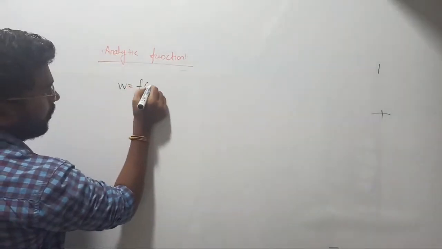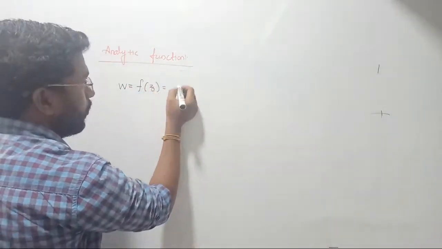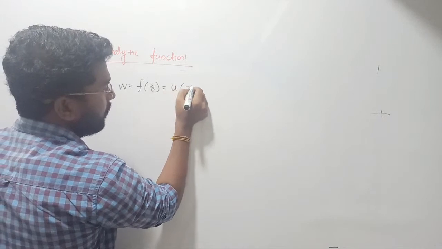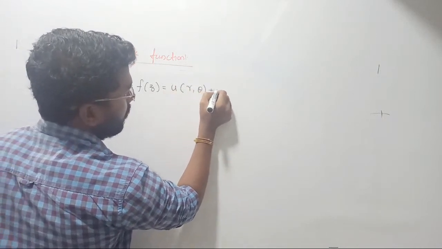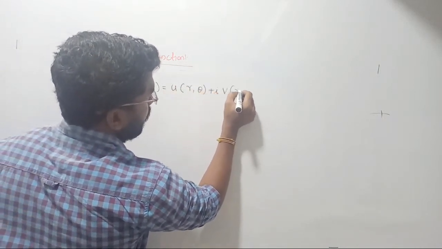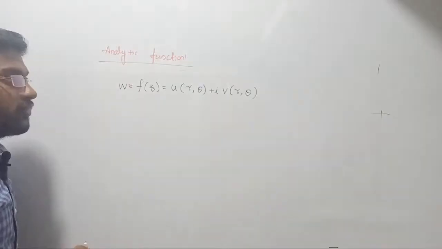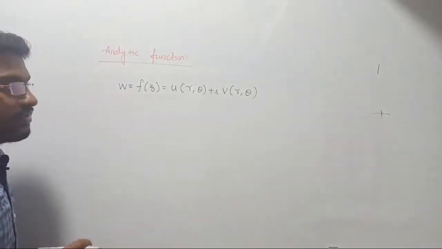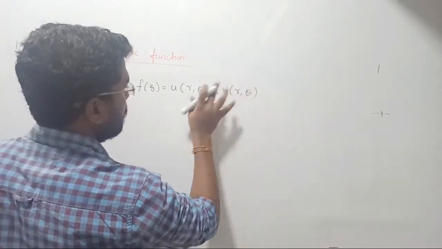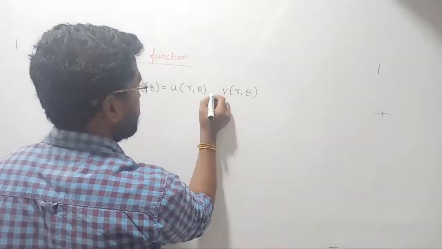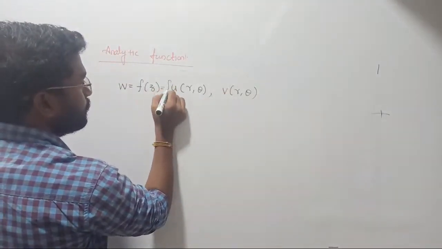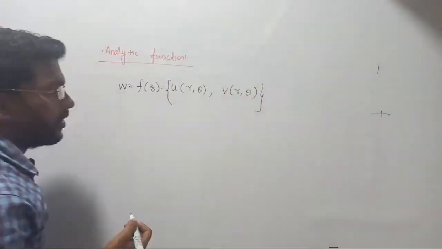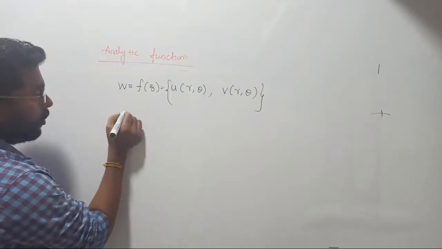So same variable, but in the polar domain we are considering u as a function of r comma theta, plus v also a function of r comma theta. If you are considering these two in polar, you cannot write it like the rectangular form. Write it like this, because we are in the polar domain. Now let us write the function.